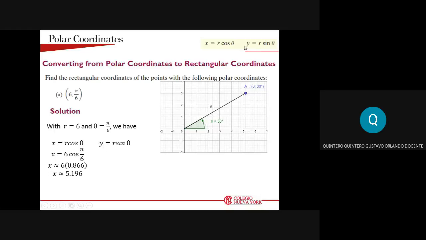To find the one from y, just use the formula for y: r sine of theta. Replacing the values of r and theta, we have that y equals 6 sine of pi over 6. This is a simple replacement. Now, if we put this in the calculator, sine of pi over 6 will be 1/2. Again, the 6, we're just leaving it there because all we did was the sine. This is 1/2. Look at that.